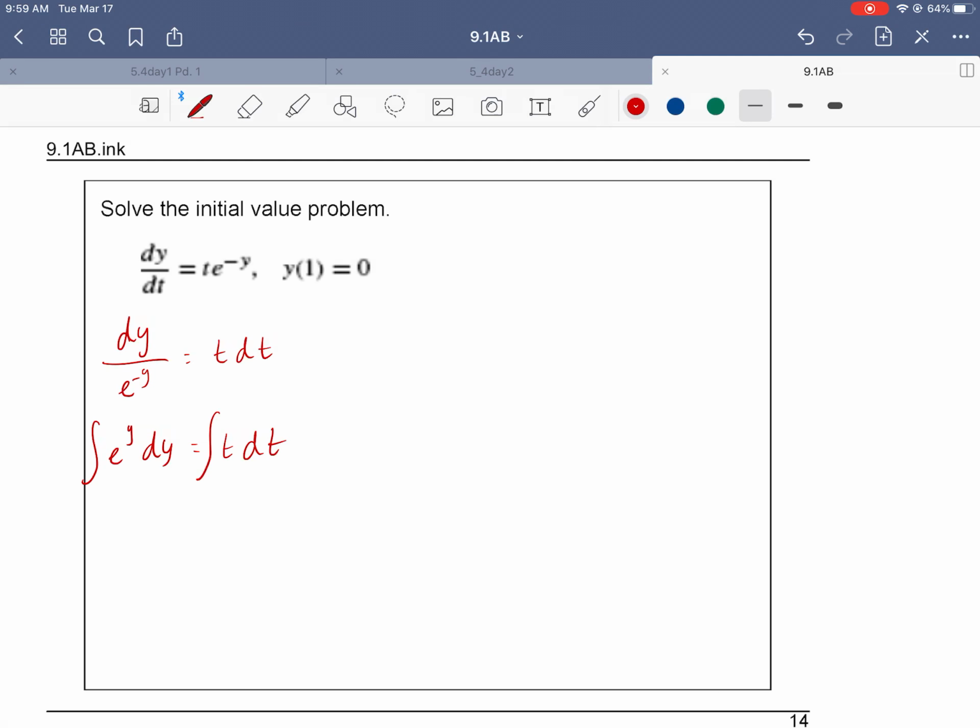Okay, so I separated. I acknowledged that I had a negative exponent in the denominator, so before integrating, I bumped that up and it became a positive. So e to the y equals t squared over 2 plus c, and y equals ln of t squared over 2 plus c.